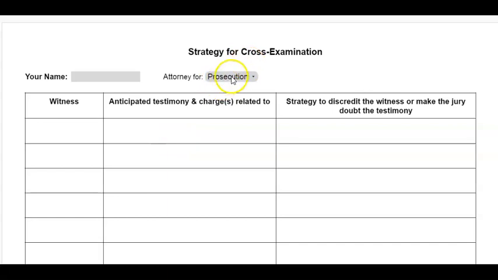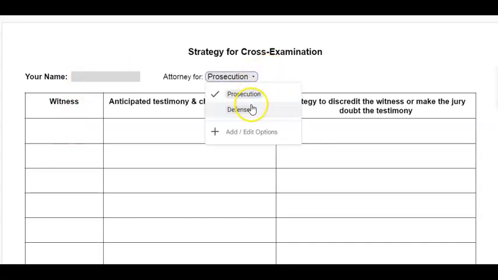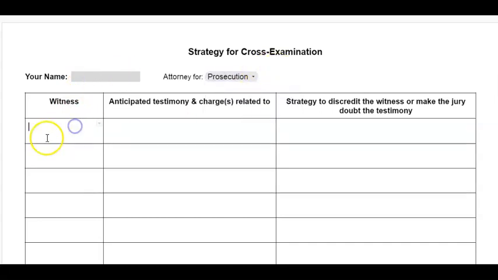Again, this would be assigned to you in Google Classroom. It's where you put your name and whether you're the attorney for the prosecution or the defense, and the name of the witness, because this would be the other side's witness, not your witness. What's that witness's name? What do you think they're going to testify to? Is it a murder charge or an arson charge? What do you think they might say? And then a strategy: how could you discredit or cast doubt? You want to cast doubt on that witness's testimony.